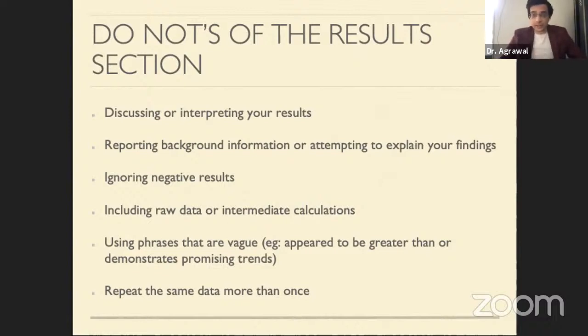It was greater, right? You were writing the values there. It was greater. It didn't appear to be greater, right?